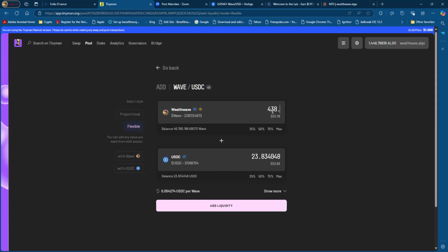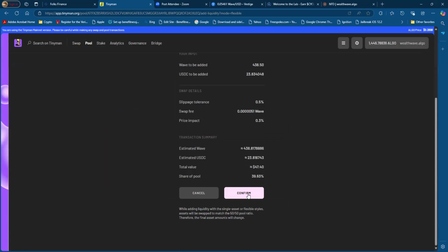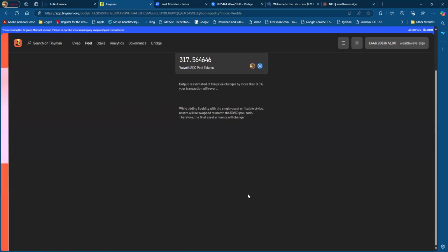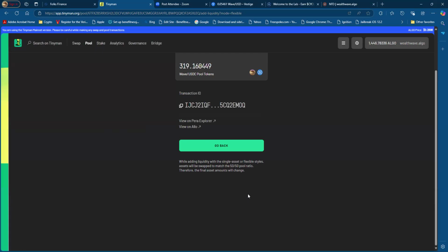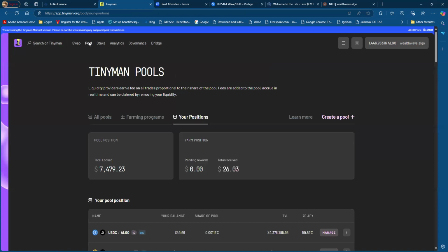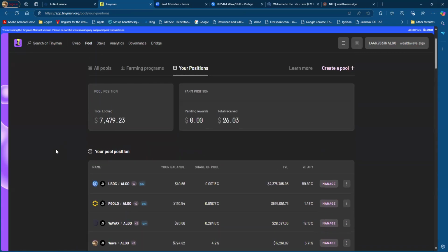Do the liquidity pools on PAC work pretty much identical to Tiny Man? For the most part, yeah. I mean, they offer different farming and staking options and things like that. It's its own separate platform, but it's a basic foundation of liquidity pools, basically like Tiny Man.